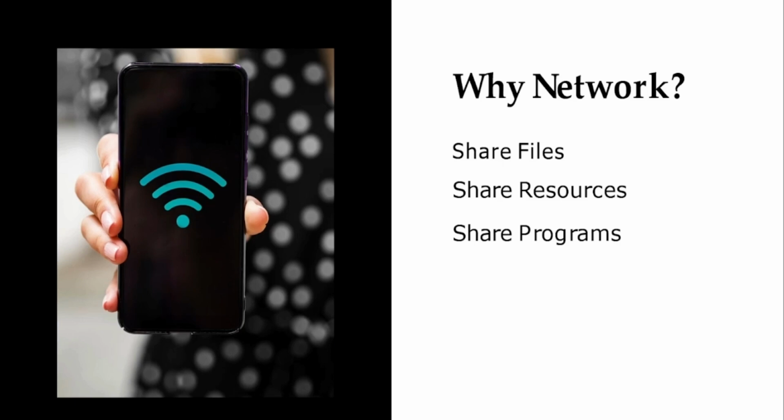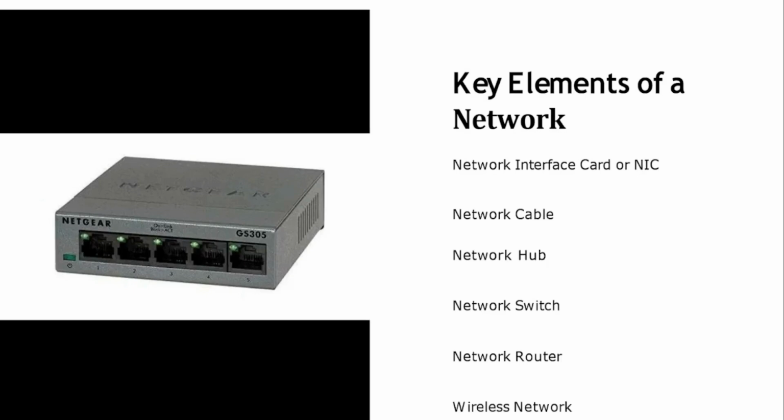Now, why network? Just imagine there is one computer in Russia, and this computer wants to share files with another computer in India. In this case, we need a network because without a network, these two computers cannot communicate with each other. This is why a network is important. By using a network, we can share files, we can share resources and programs, right? What are the key elements of a network? In a network, we have network interface card, network cables, hub, switch, router, and wireless networks like Bluetooth and Wi-Fi. Let's explore each of them one by one.